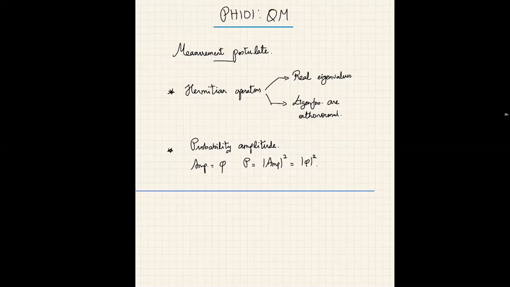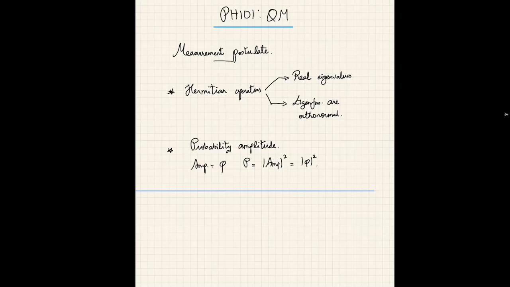Before we move on to the statement of what this postulate is, please revise the notions of Hermitian operators and probability amplitude that we covered in earlier lectures. In particular, you should be well-versed with the notion of Hermitian operators and the fact that they only have real eigenvalues and that Hermitian operators have eigenfunctions that are orthonormal. If you're talking about Hermitian matrices, they have eigenvectors that are orthonormal. They're orthogonal to each other and they can be normalized to unity.